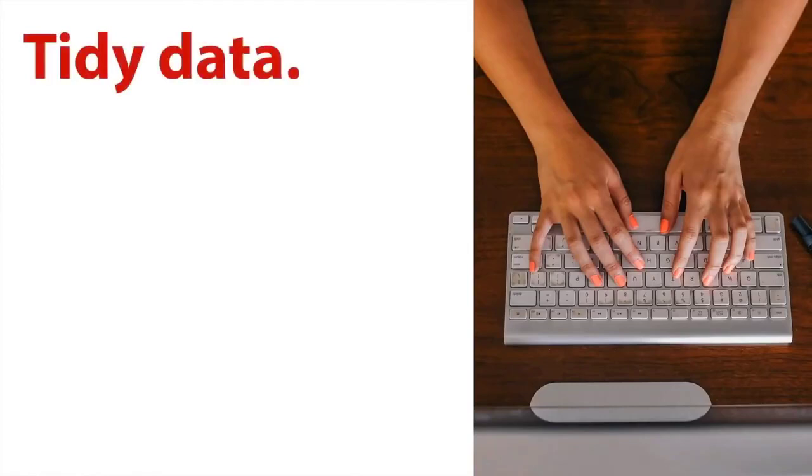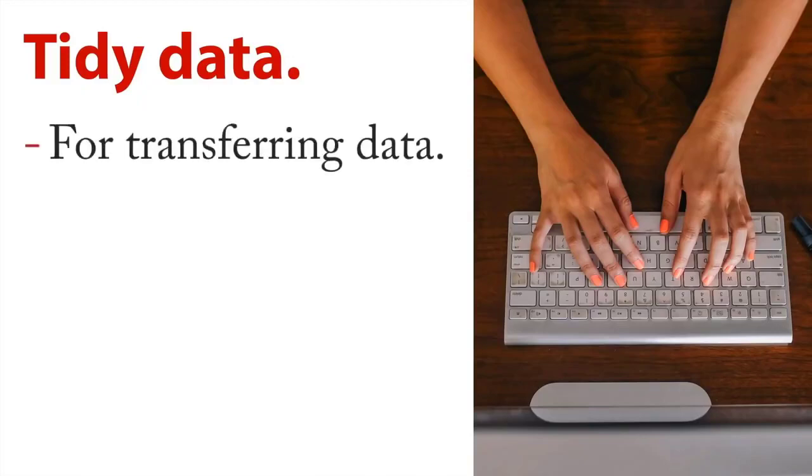Now, when you're working with spreadsheets, however, there's one thing you need to be aware of. They're really flexible, but that flexibility can be a problem. When you're working in data science, you specifically want to be concerned about something called tidy data. That's a term I borrowed from Hadley Wickham, very well-known developer in the R world. Tidy data is for transferring data and making it work well. There's a few rules here that undo some of the flexibility inherent in spreadsheets.